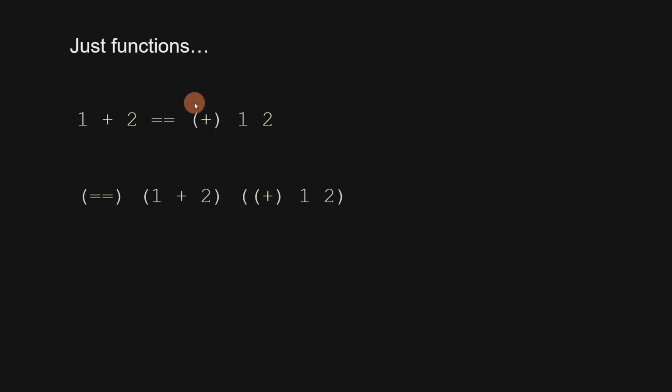Everything is just functions. Adding two numbers is infix by default, because it's a function with only special characters. But you can call it like the other functions in Haskell, by putting parentheses. So this is the same as this. 1 plus 2 is the same as calling the plus function and passing the two parameters 1 and 2, which is the same as this, because equals is also not a special operator at all. It's just a function. And then this is the same as this, and that's the same as this. I hope it's clear.